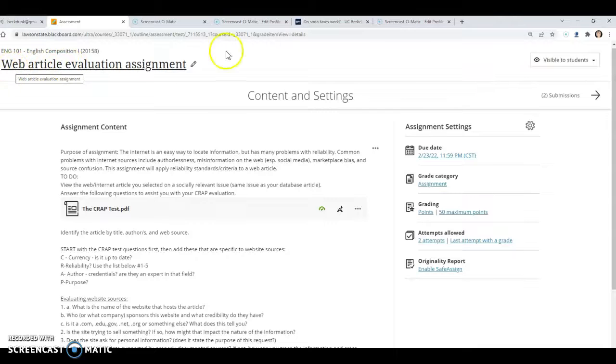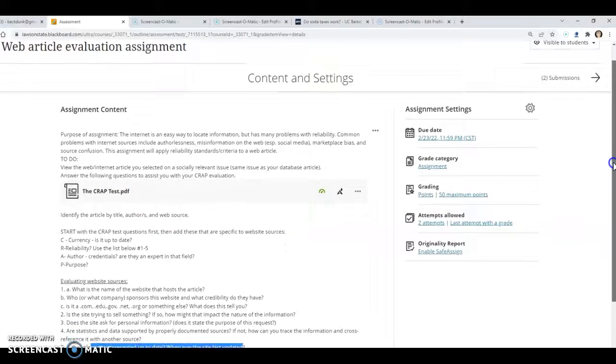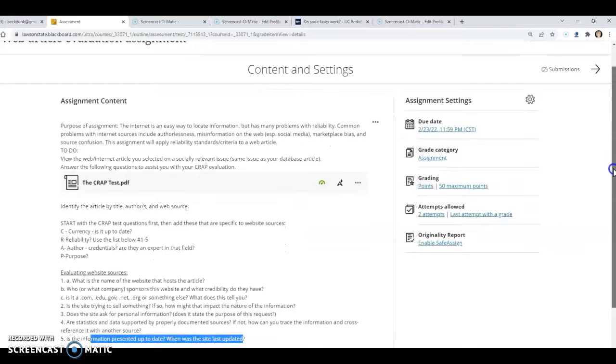This assignment is part of our SA2 evaluation. A different video covers a database article. This one is on a web article that we find in a Google search on the same topic. My topic for this example is soda taxes and their impact on obesity as a possible solution.